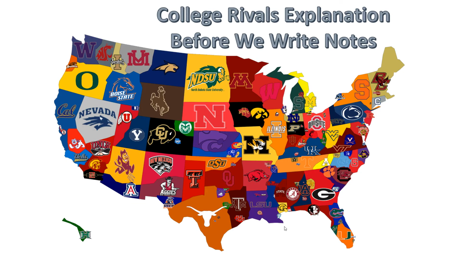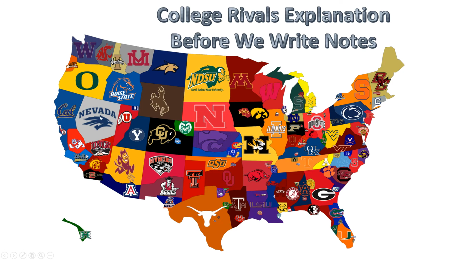Okay, we're on to the second notes page, but before we write any notes, I just want to explain the college rivalry example. You can look here. A common rivalry in the Bay Area is Cal, which is Berkeley, versus Stanford. So we have the Stanford-Cal rivalry set up here.